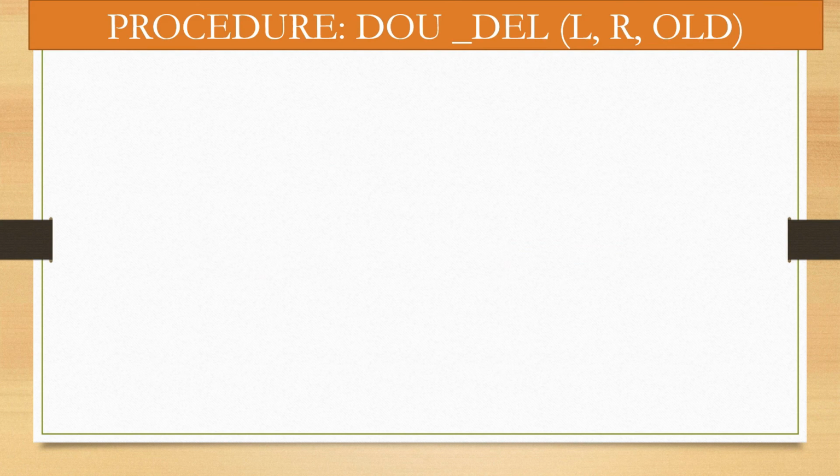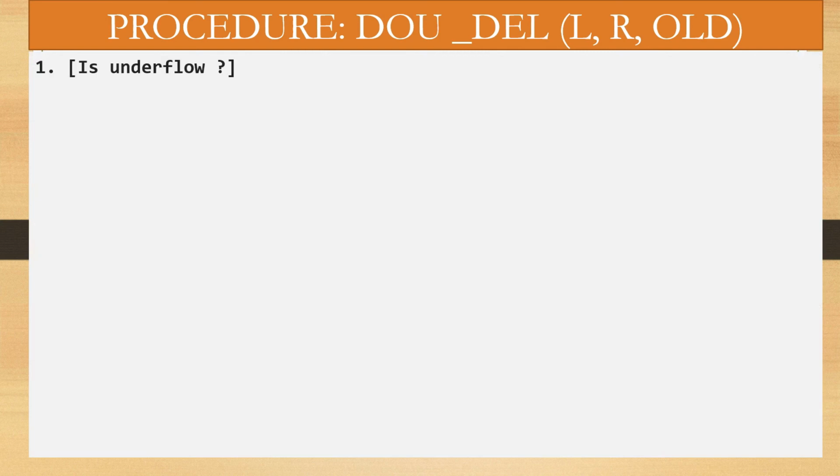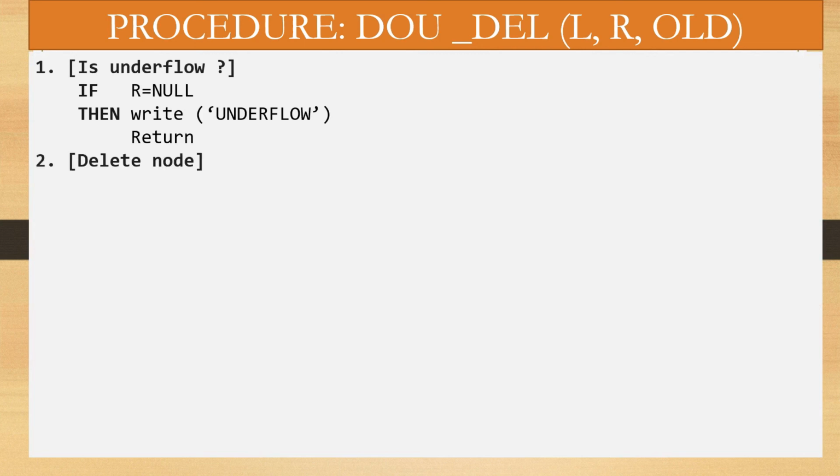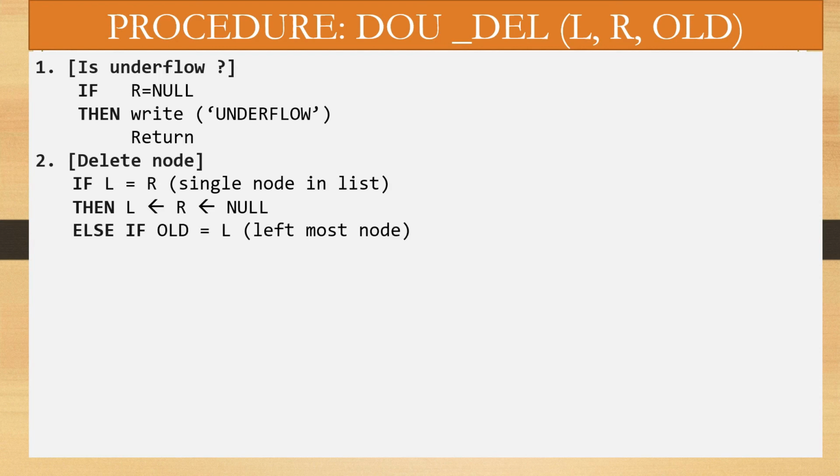Now this is the algorithm to delete a node from doubly linked list. First step is underflow. If R is equal to null, then write underflow and return. Second step, delete node. If L is equal to R, that means leftmost is equal to rightmost, that means there is a single node in the list, because we know that L and R are the same. That means this doubly linked list has only one node. Then left and right both become null.